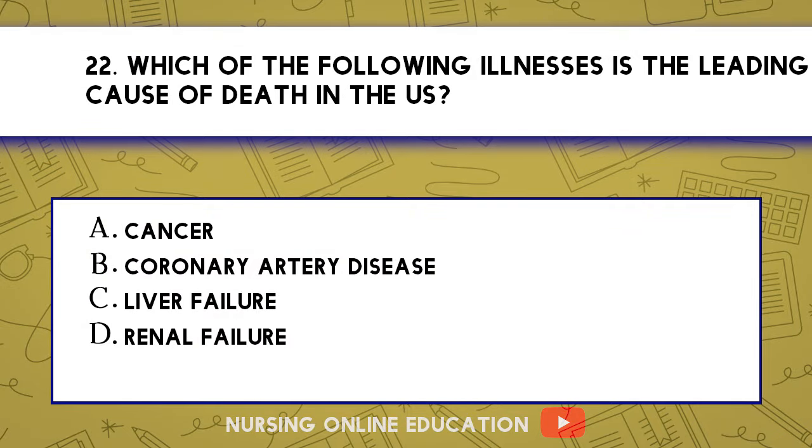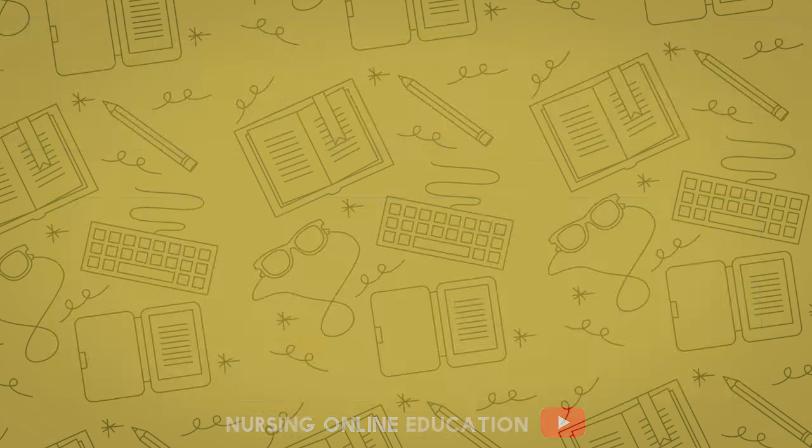22. Which of the following illnesses is the leading cause of death in the US? A. Cancer. B. Coronary artery disease. C. Liver failure. D. Renal failure. The answer is coronary artery disease.